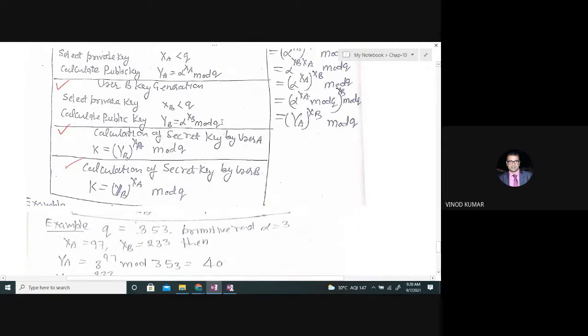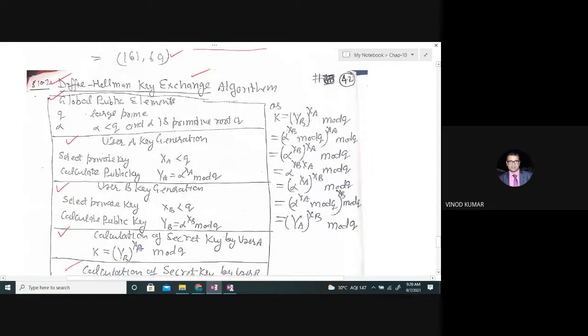Now see this global public element. Choose a large prime q. Okay, and choose alpha, which is less than q, where alpha is a primitive root of q. This is new terminology here. Alpha is the primitive root of q. Then user A key generation: select a private key x_a less than q. Calculate the public key y_a equals alpha to the power x_a mod q.